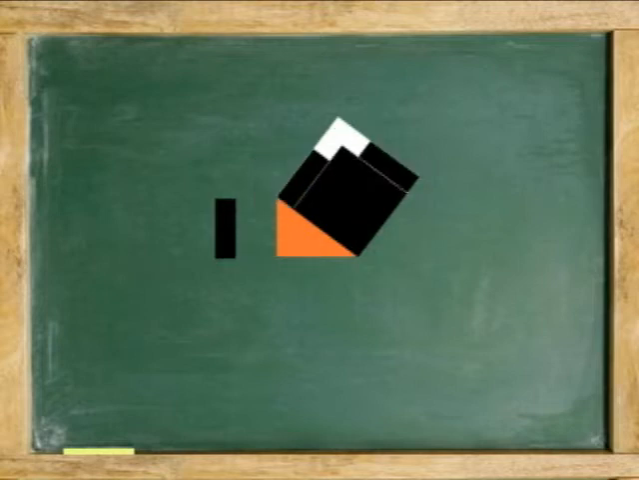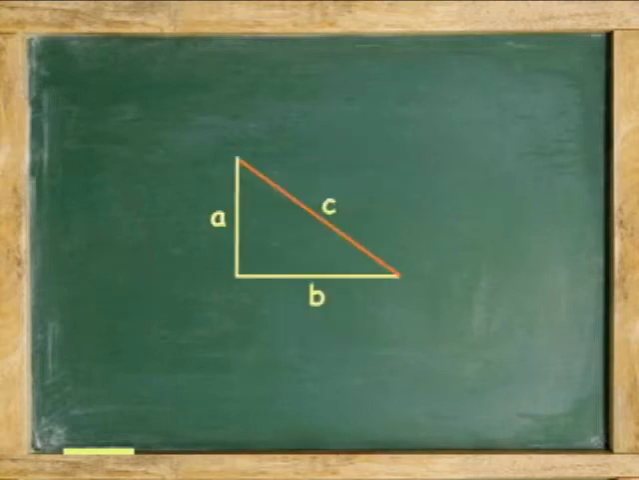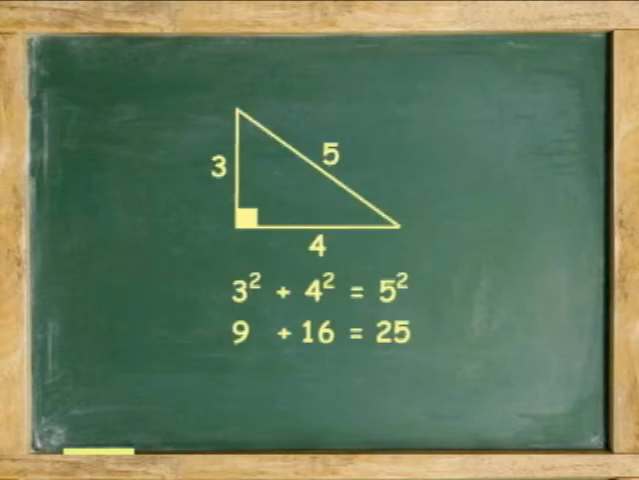Now, this is important. It only happens when the sides are squared, and the largest side of the triangle is the one opposite the 90-degree angle. In this example, 3 has been squared, so has 4 and 5. If we add before squaring them, they don't add up. Once squared, however, 3 is 9 and 4 is 16, the sum is 25, which is 5 squared.